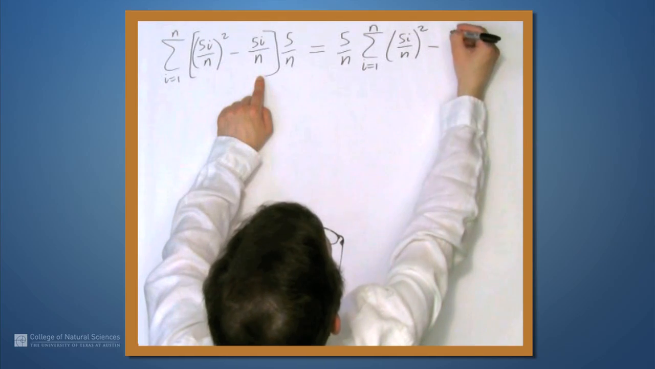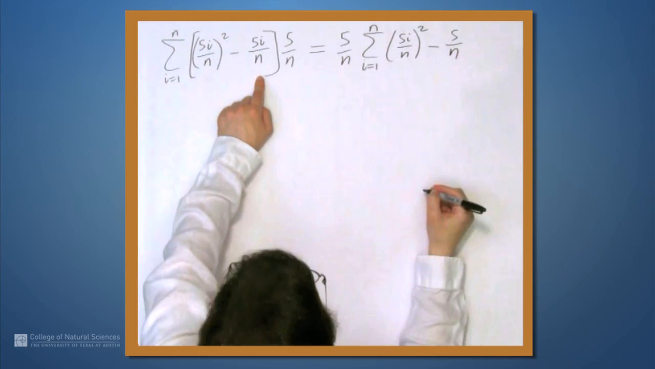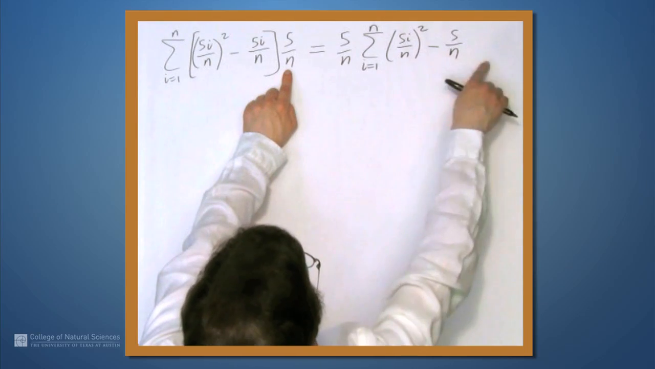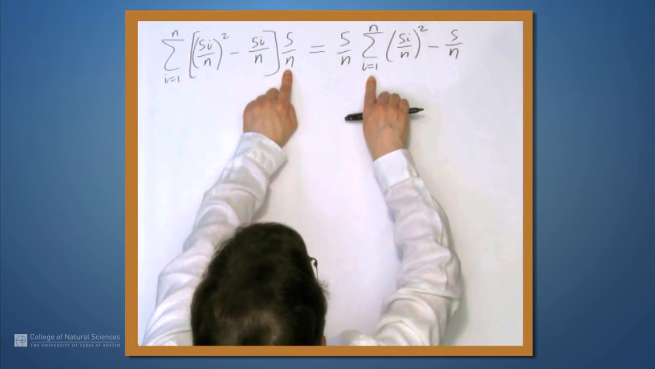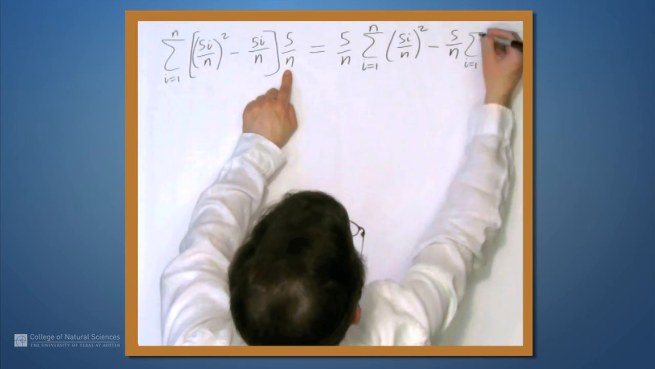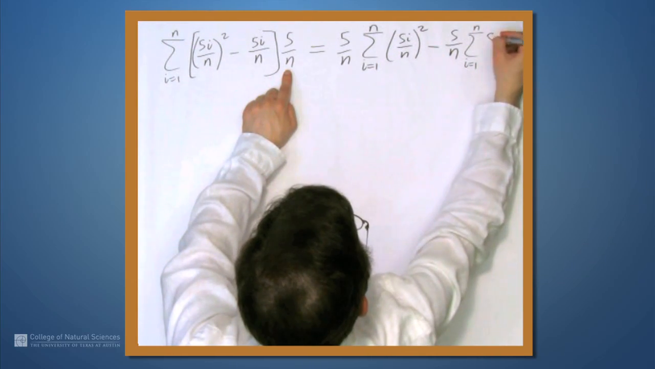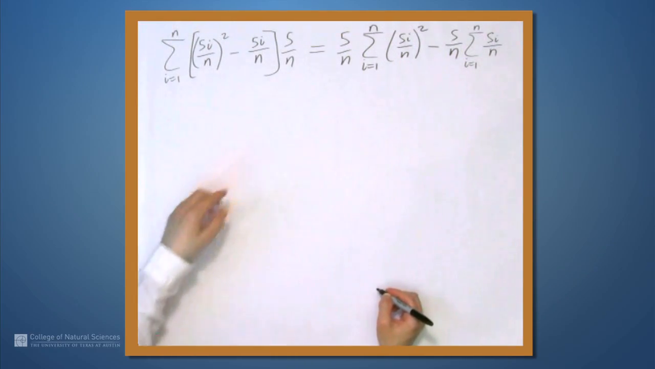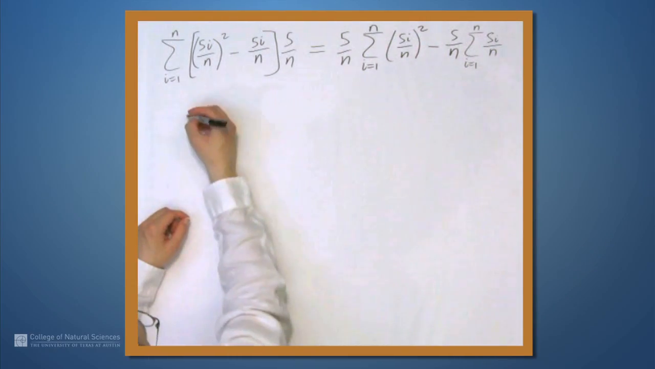So minus 5 over n. Remember, we factored this 5 over n out at the beginning. So each of these two things will end up with a 5 over n on the outside. So 5 over n times the sum from i equals 1 to n of 5i over n. Well, now what can we do?